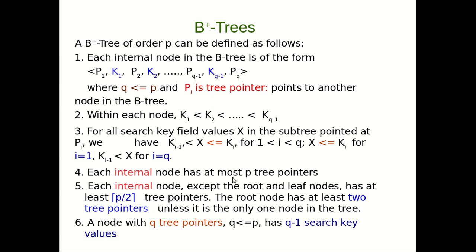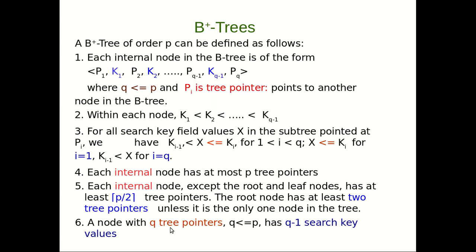Each internal node has at most P tree pointers. Each internal node except the root and the leaf node has at least P by 2. This condition is the same in the case of B tree as well as in the B plus tree. The root node has at least 2 tree pointers unless it is the only node in the tree. This condition is the same for B tree and B plus tree.